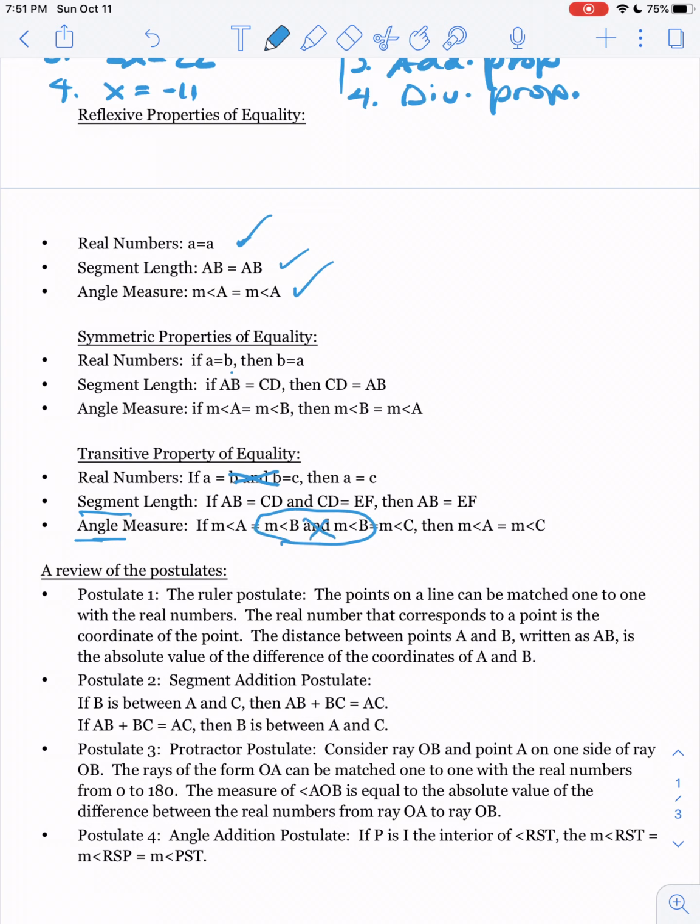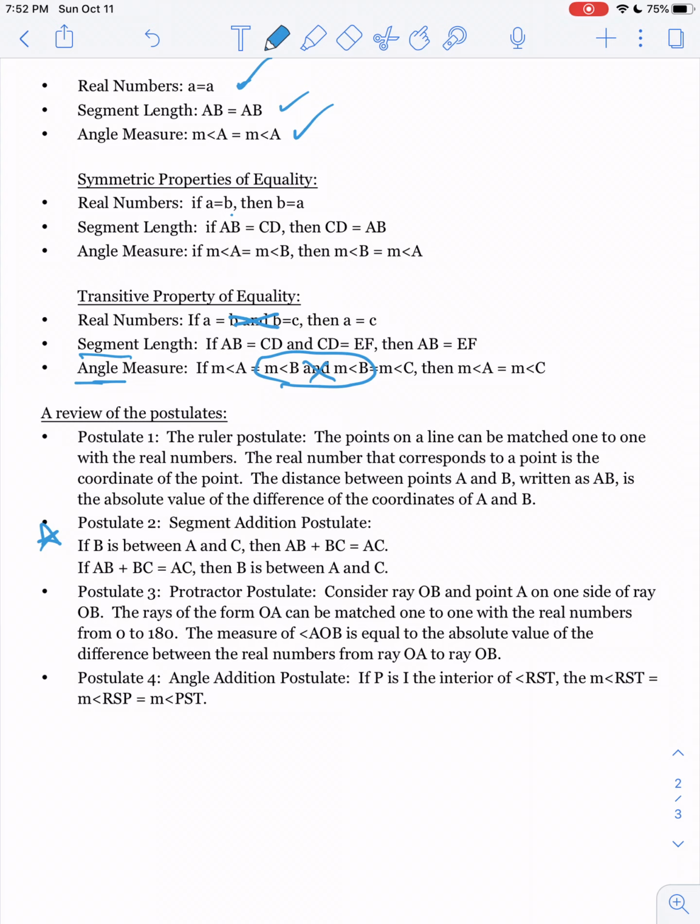Here's just a quick review of the postulates we've had so far. And we're going to use this segment addition a lot. It just says if you add two little segments together, you get a big segment. So if you have segment AB and segment BC, and you add them together, you get segment AC. And the same thing with the angle addition. Just says if you add two small angles together, you get a big angle.